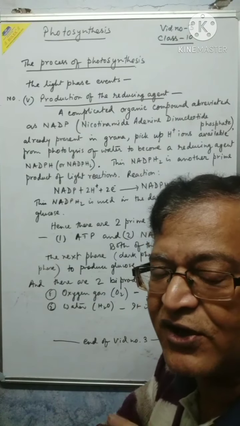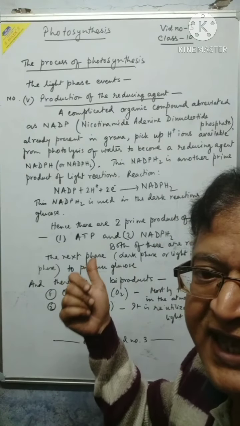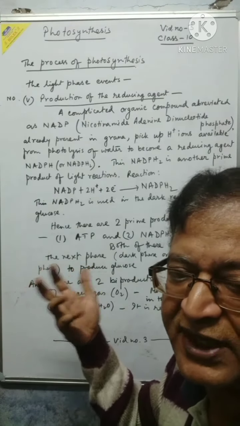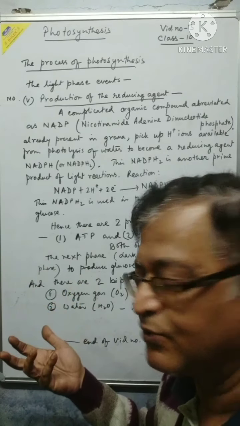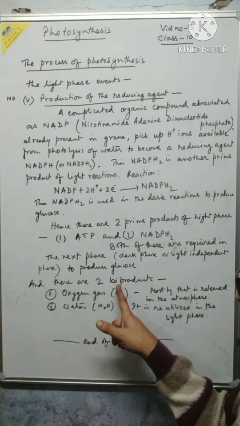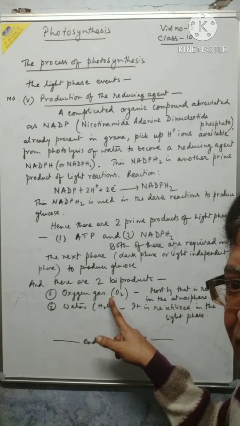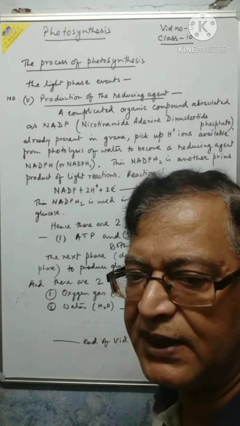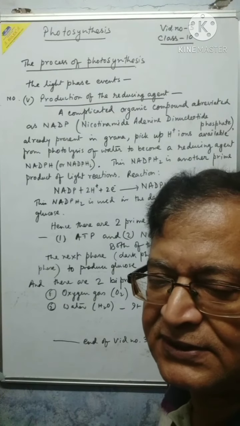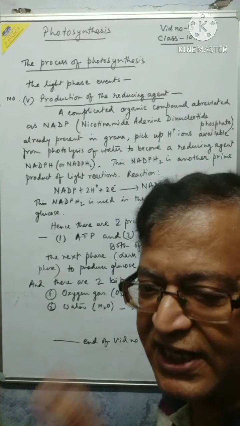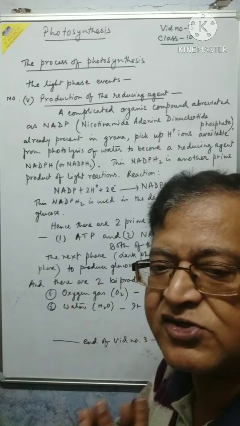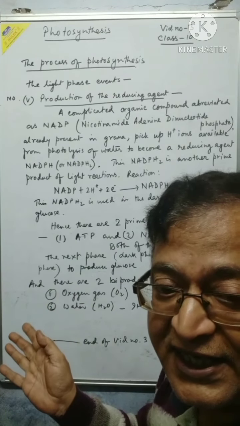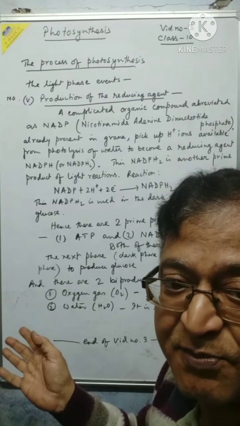So the dark phase does not take place in the dark, but it waits for these ATP molecules and NADPH2 so that it can proceed further for reduction of carbon dioxide to produce glucose. And there are two prime byproducts produced. Oxygen gas, that you have already seen. Mostly this gas is released in the atmosphere, though a part of it may be used for respiration of the plant, and in certain cases photorespiration occurs. You will study it in higher class, but mostly the oxygen gas is liberated into the atmosphere. That makes our atmosphere cleaner. This is the reason why photosynthesis is important to us.